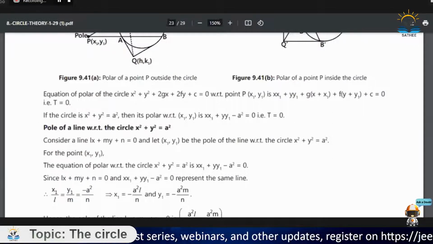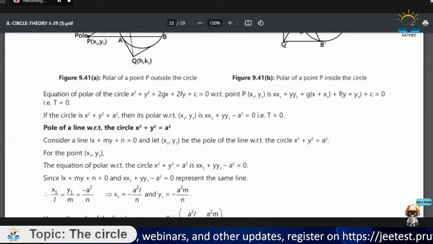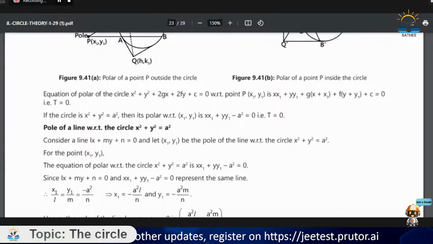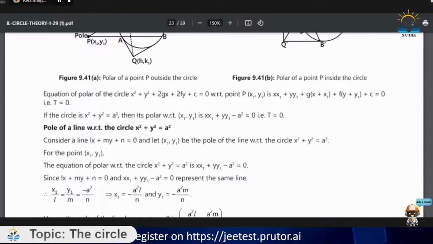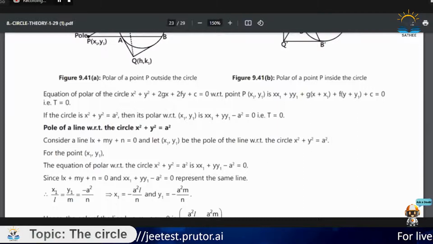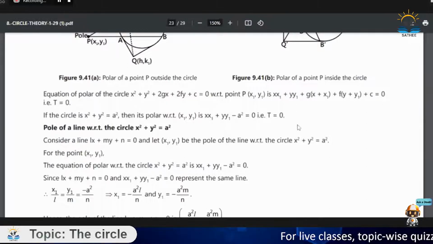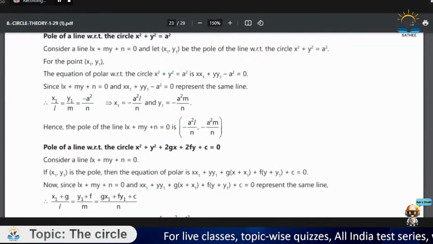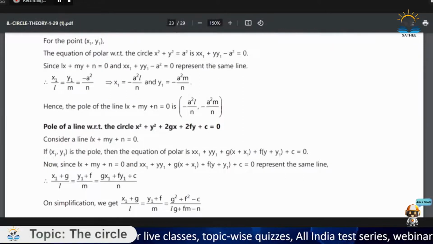So if the circle x square plus y square is equal to a square is given, then its polar is x x1 plus y y1 minus a square, that is T is equal to 0. So basically polar is nothing but T is equal to 0, that we have already learned. And if the point is on the circle, then T is equal to 0 represents a tangent. And if the point is outside or inside the circle, then the equation T is equal to 0 represents the polar of the circle. So you just need to remember what T is equal to 0 is, and it will basically solve 3 of your questions.